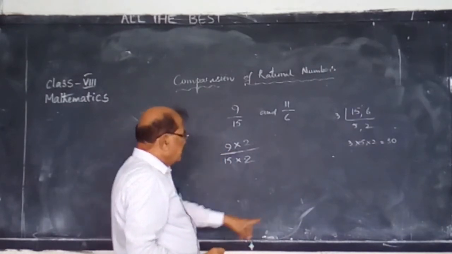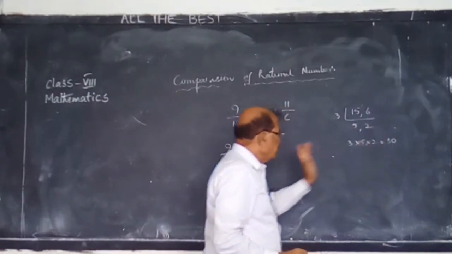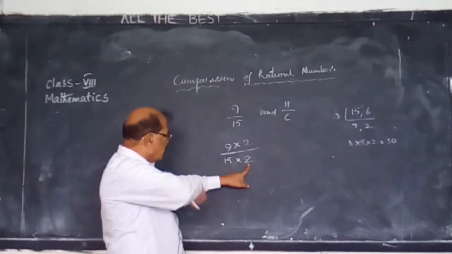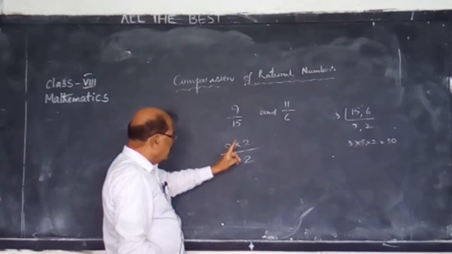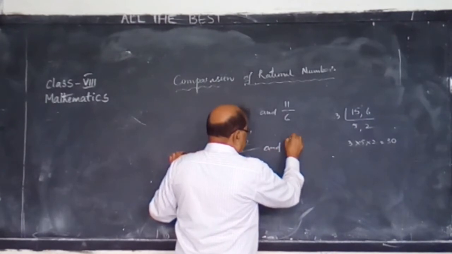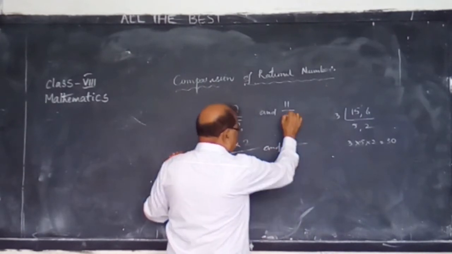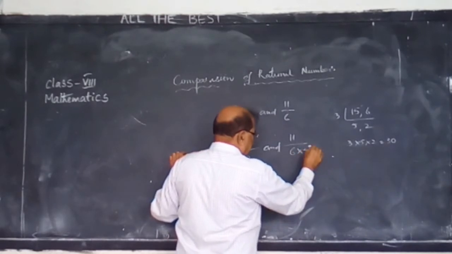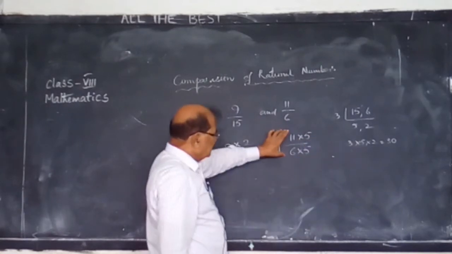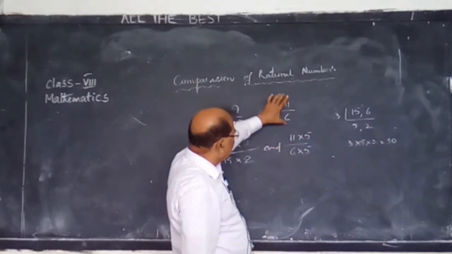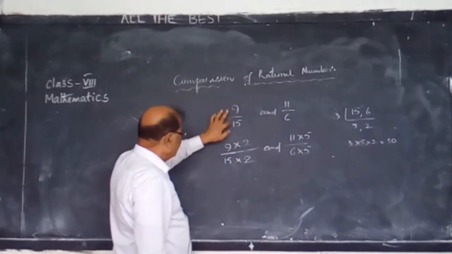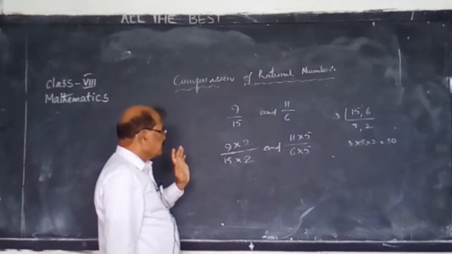Why did we multiply with 2? Because we need 30. In order to make it 30, we multiply with 2. In order to restore the value of the previous rational number, we multiply the numerator also with 2. And 11 by 6: in order to make the denominator 30, multiply with 5. Multiply the numerator also with 5, so that we don't find any change in the value. 11 by 6 is equal to 55 by 30. 9 by 15 is equal to 18 by 30.